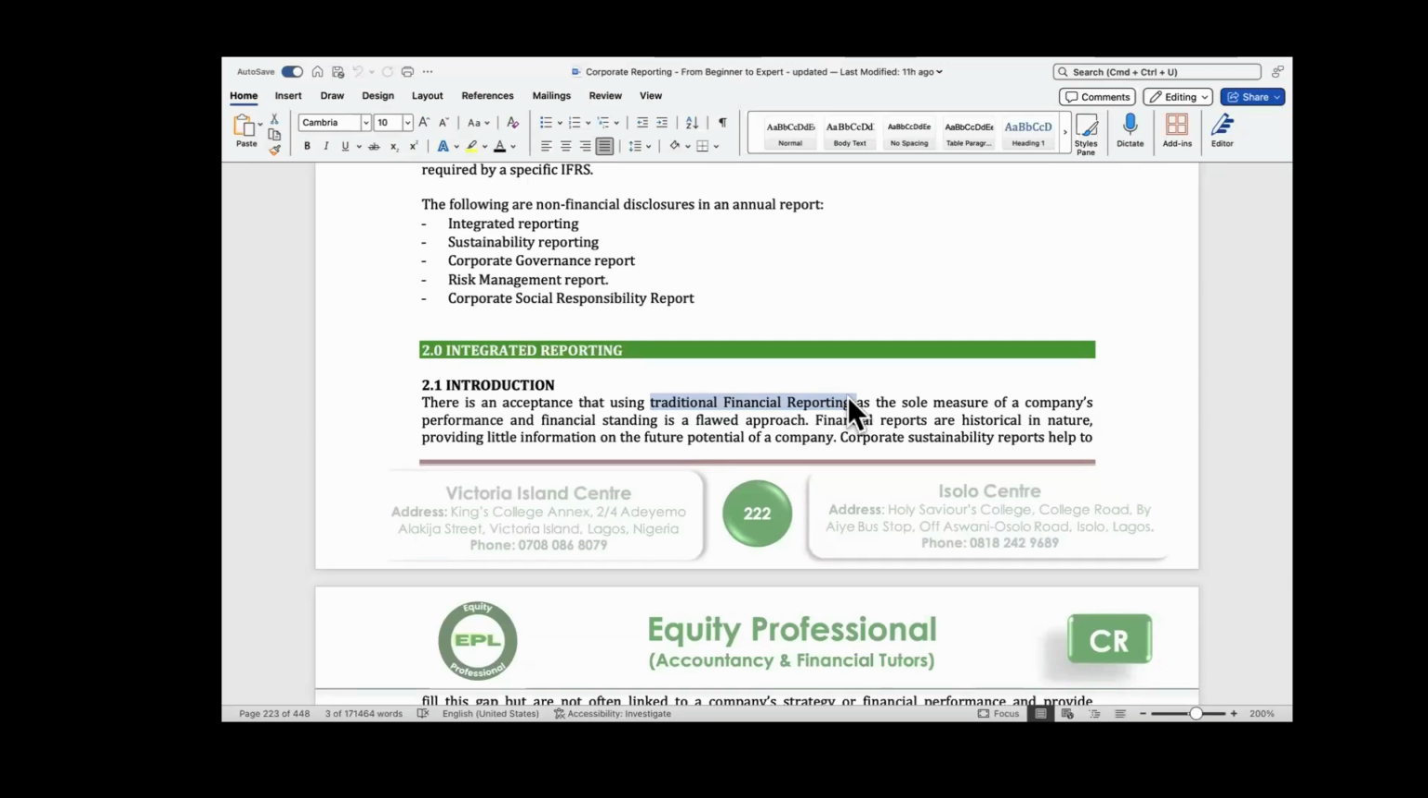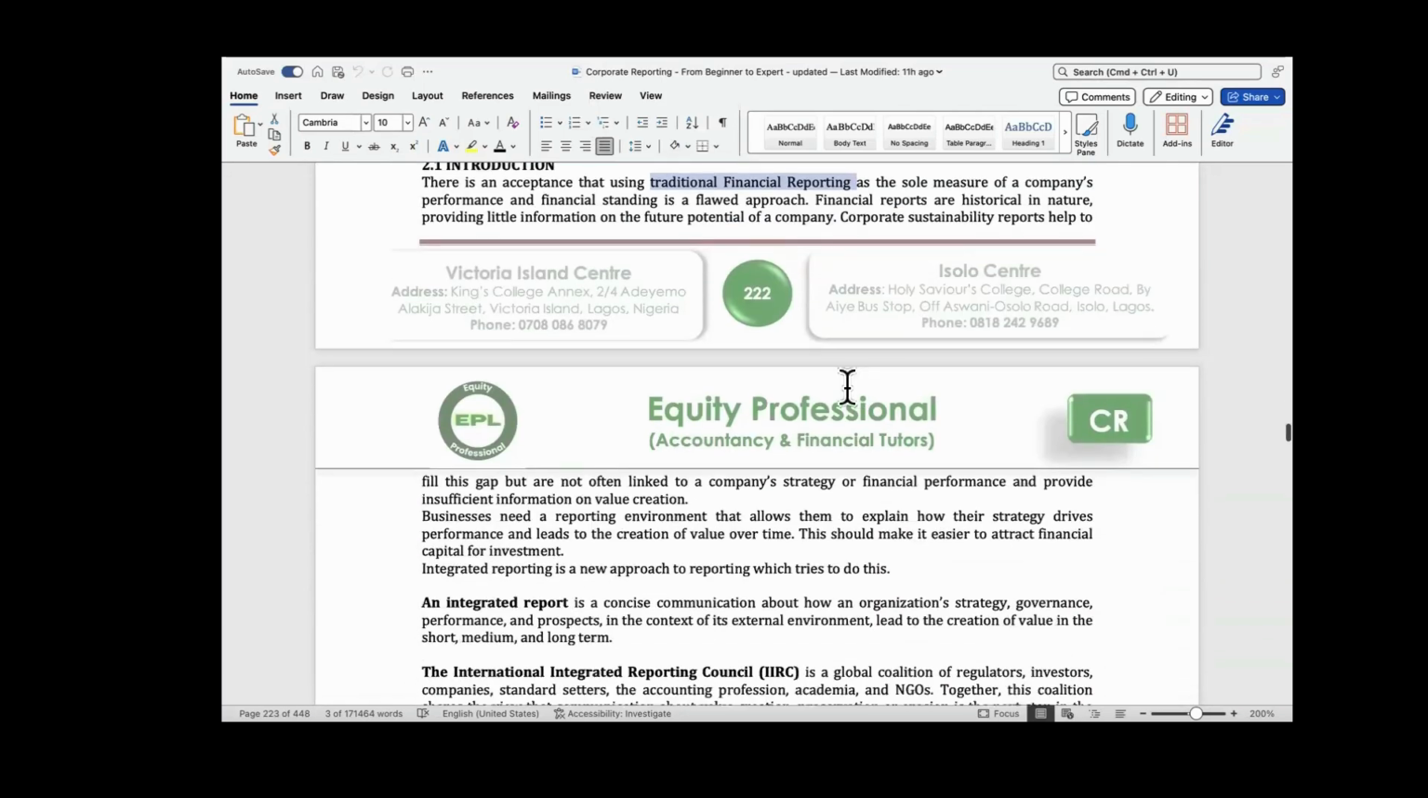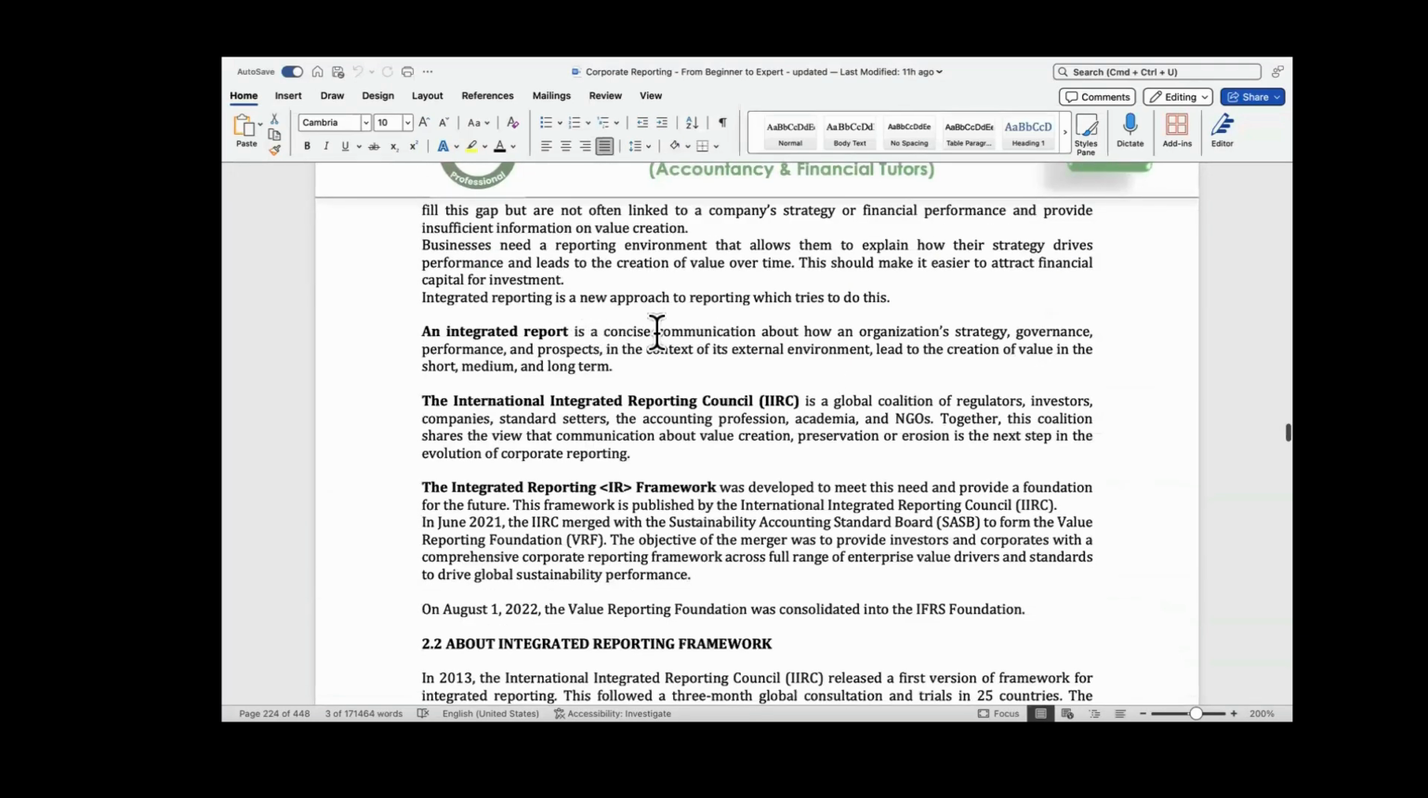So integrated reporting is more of an approach to reporting, a new approach beyond the traditional approach. And a lot of companies are already doing this. A lot of listed companies in Nigeria, if not all of them, if you check their financial statements, are already presenting their annual reports in an integrated format. An integrated report, from the definition I have here, is a concise communication about an organization's strategy, governance, performance, and prospects in the context of its external environment, leading to the creation of value in the short, medium, and long term.